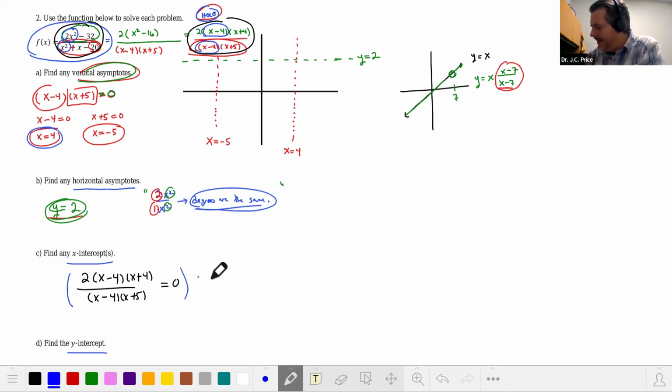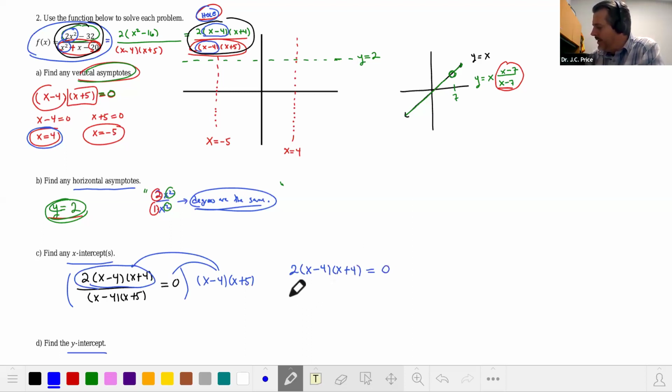And once you clear the denominator, it's just going to go away. So x minus 4 times x plus 5. So just multiply by it on both sides. And so what do we get? On the left-hand side, you're left with just that numerator. So you have 2 times x minus 4 times x plus 4. And then on the right-hand side, we just get 0.